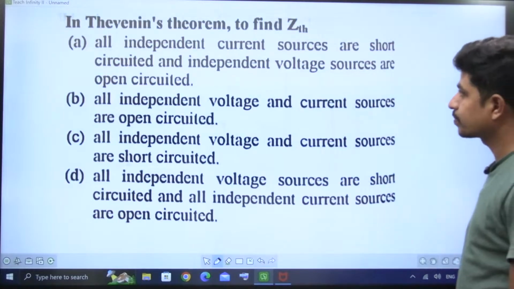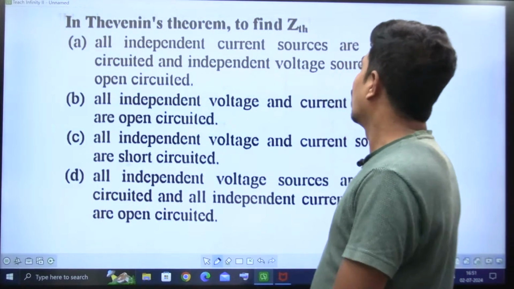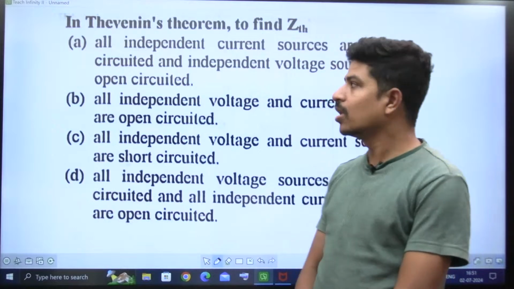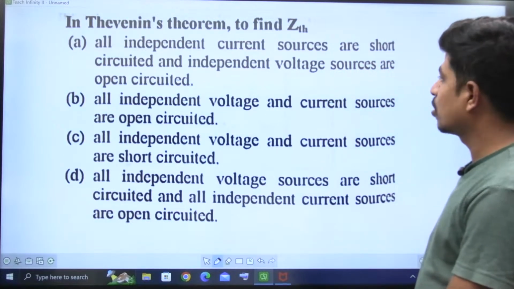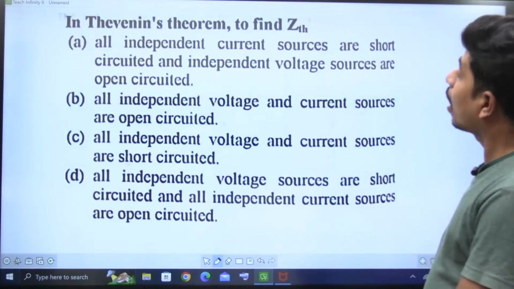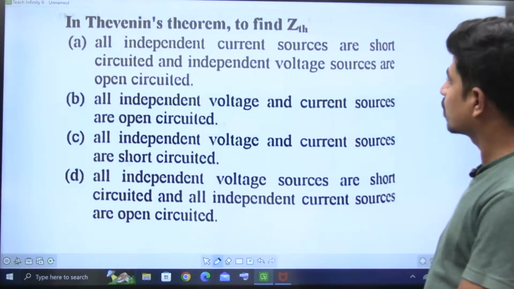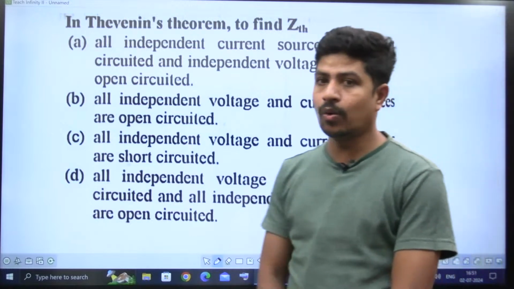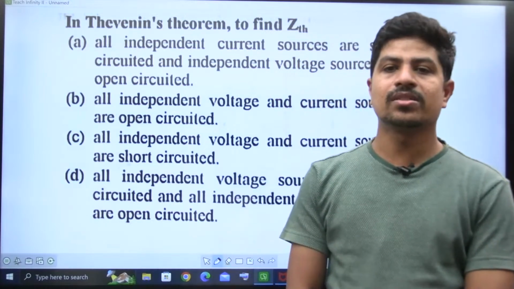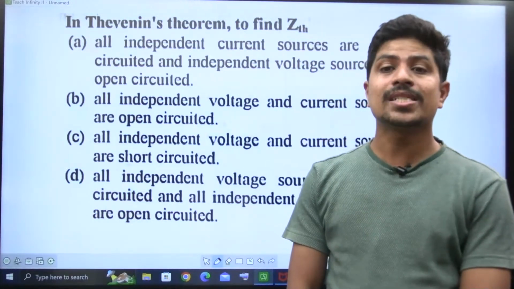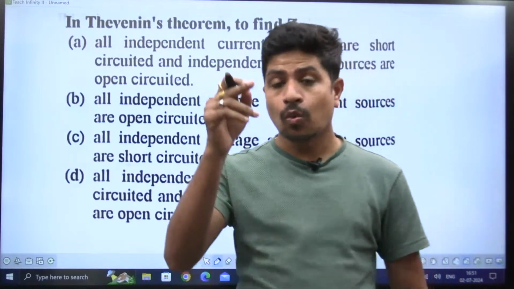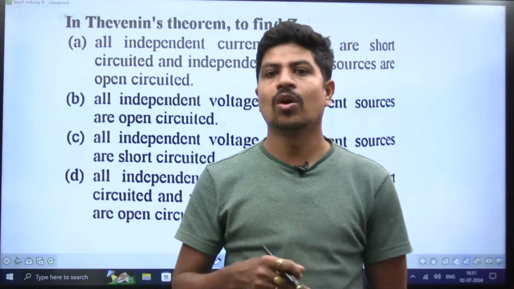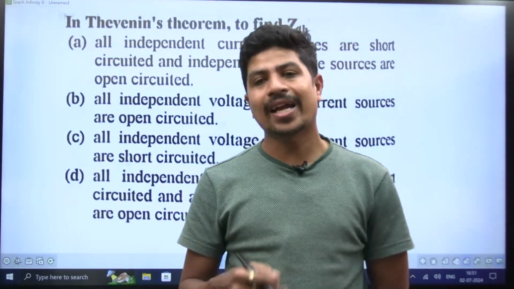Next question, please. Using Thevenin's theorem to find ZTH, the Thevenin's impedance, all independent current sources are short circuited and independent voltage sources are open circuited. No, no, no. What I told you is, if you want to find Thevenin's equivalent impedance or resistance, you must short the voltage sources. I told you why. I have to nullify the voltage source. Voltage is nullified means voltage is 0, and 0 voltage means short circuited. Nullify the current source means current is 0.